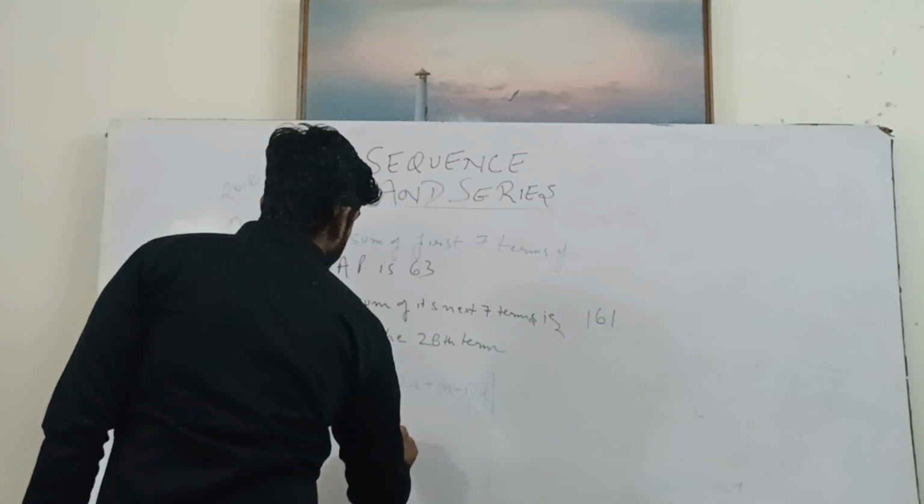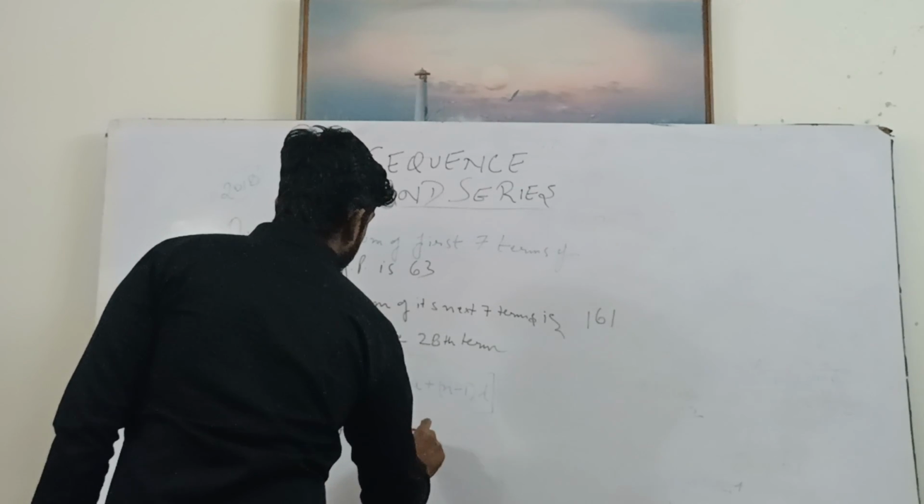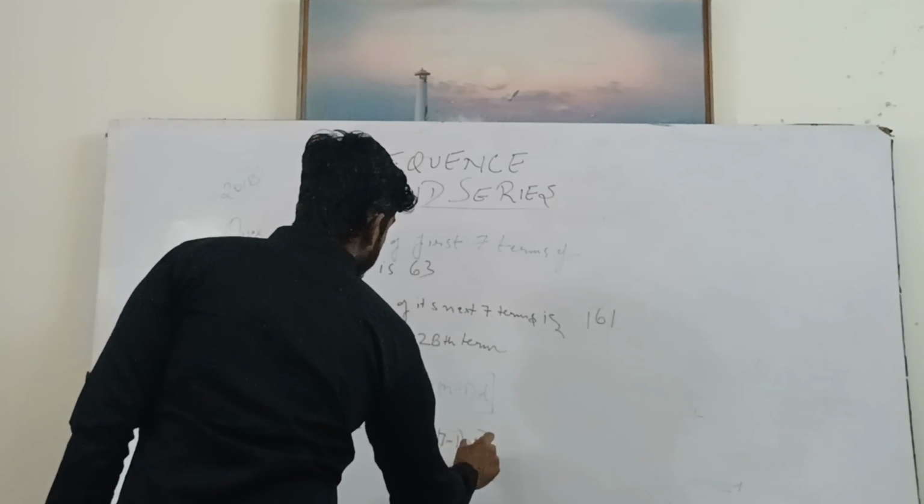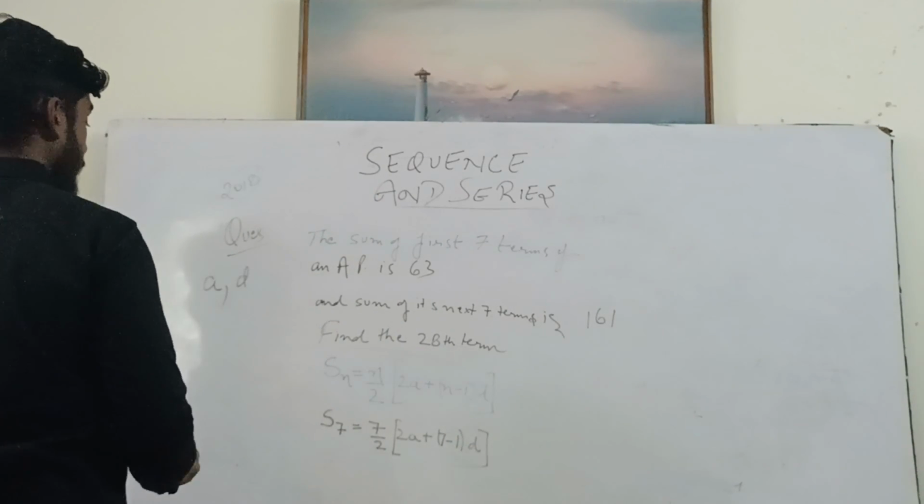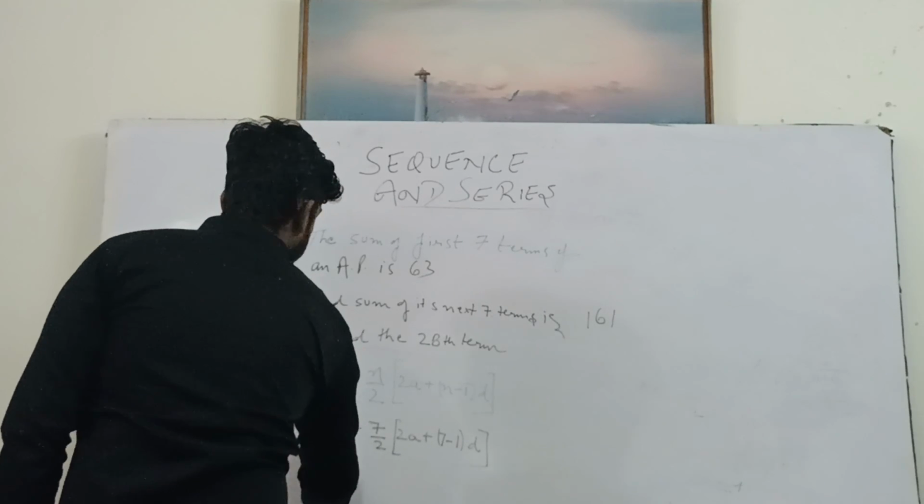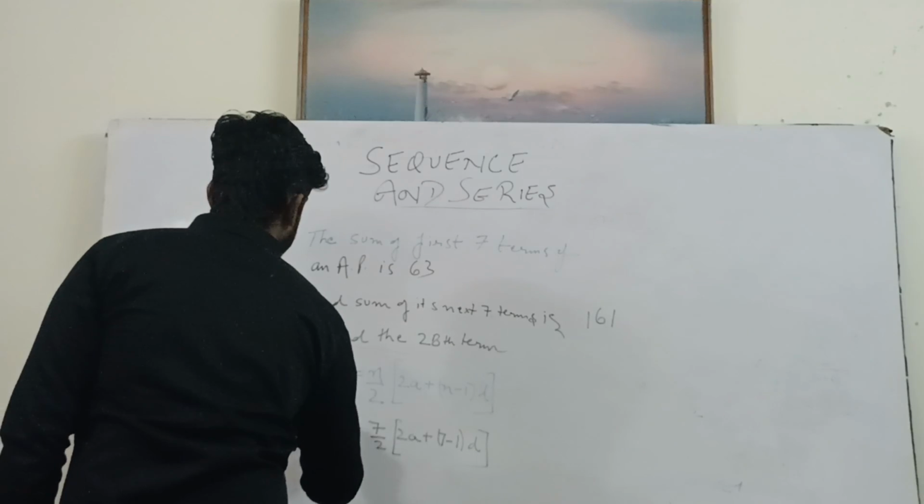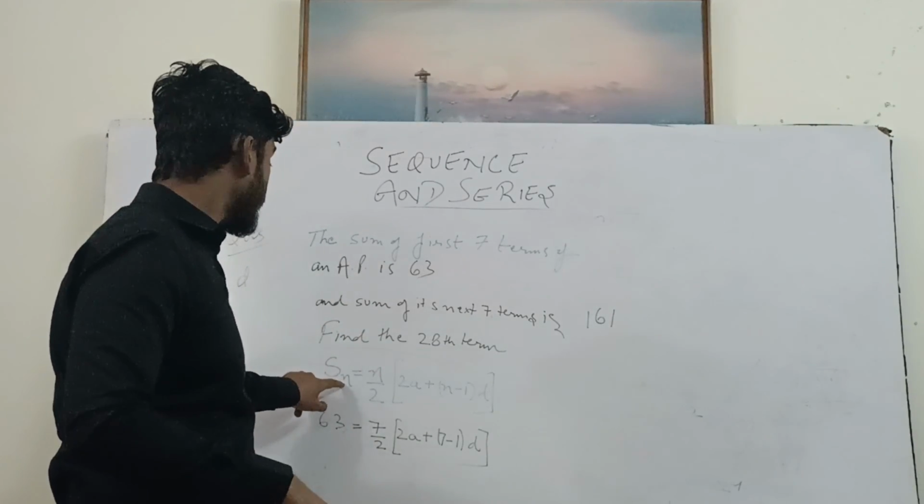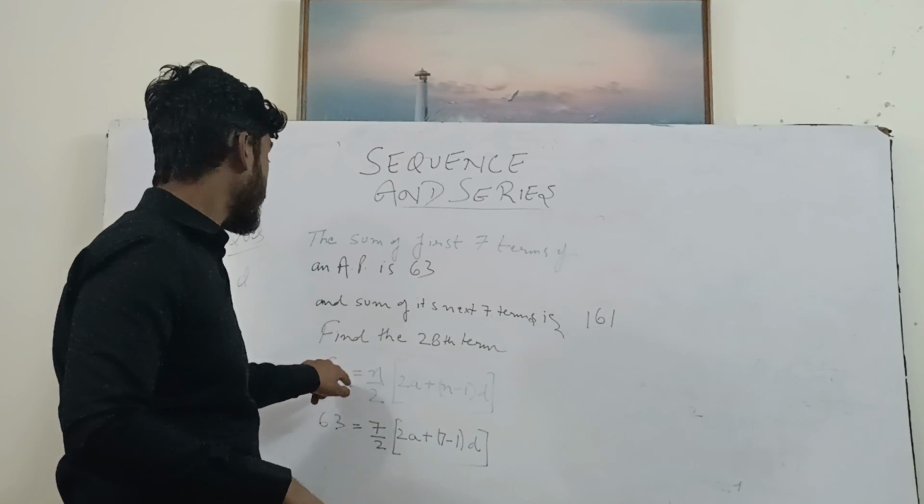7 by 2, 2a plus 7 minus 1 into d, and what is given? 63. S7 is replaced by 63. What is S7 denoting? S7 is denoting the sum of first 7 terms. How do you find S7? Just put 7 in place of n.